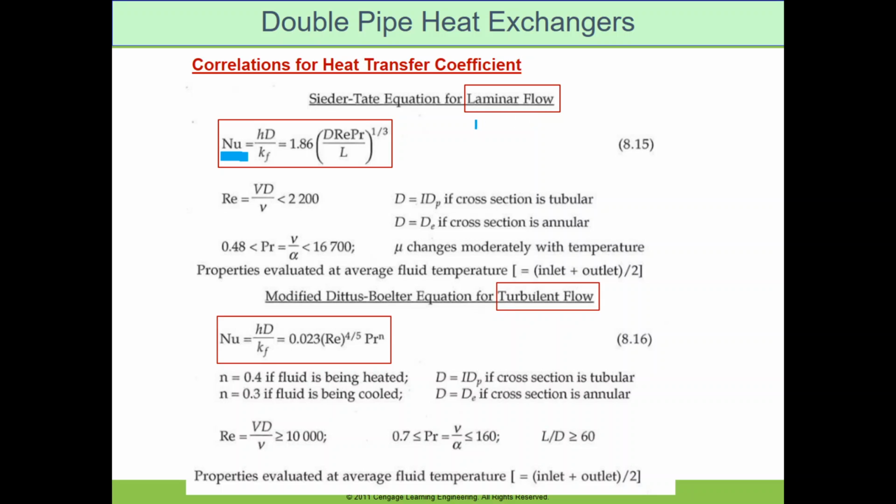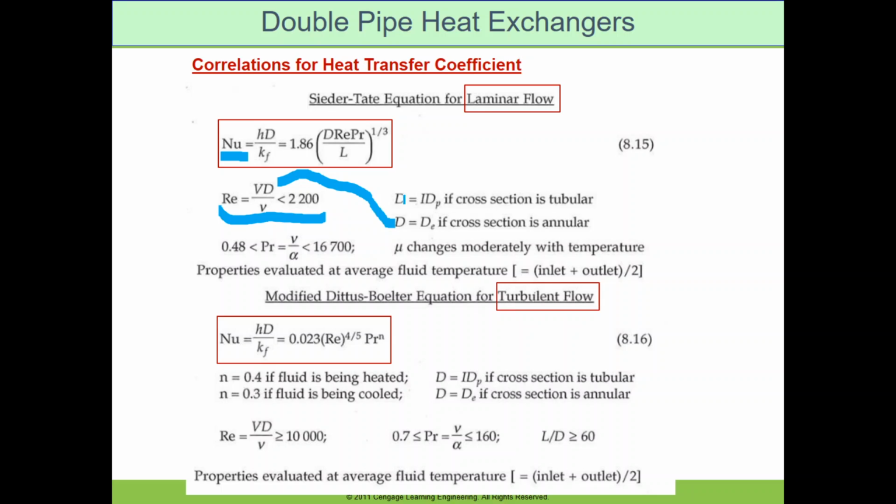Depending upon the flow, first we have to check whether the flow is laminar or turbulent. That can be checked by this expression: if your Reynolds number is below 2200, and remember that you need to calculate the Reynolds number by this formula, where D means this equivalent diameter. If you are calculating the Reynolds number for the annulus part, then you will use DE, and if you are calculating the Reynolds number for the pipe, then you will use D, the inner diameter of the pipe.